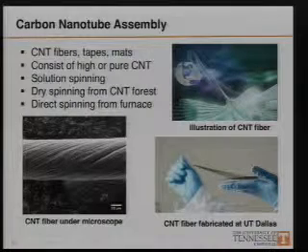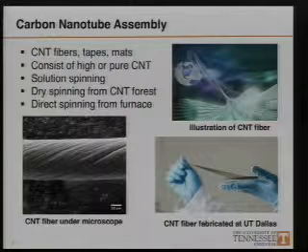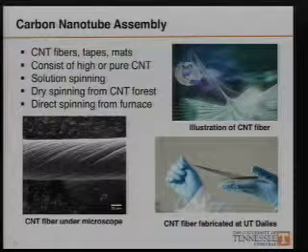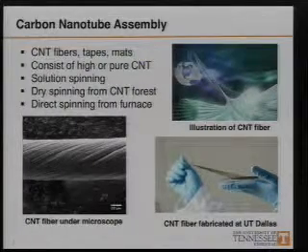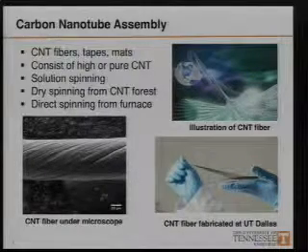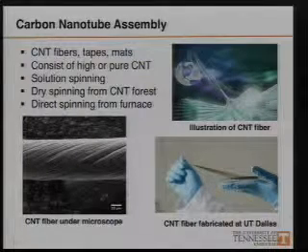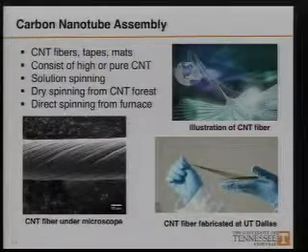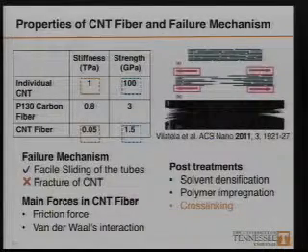It can be spun from several strategies, including solution spinning, dry spinning from carbon nanotube vertical forest on the substrate, and direct spinning from the furnace that produces the nanotubes. This picture shows an example of carbon nanotube fiber fabricated from vertical forest at UT Dallas. It's like making of traditional silk fibers or cotton fibers from cocoons. But the sad story is it is not as strong as we expect it to be.